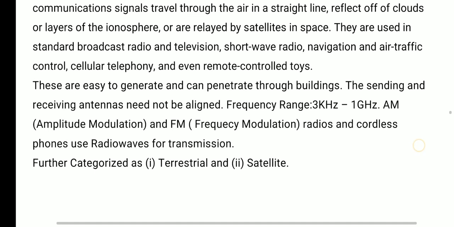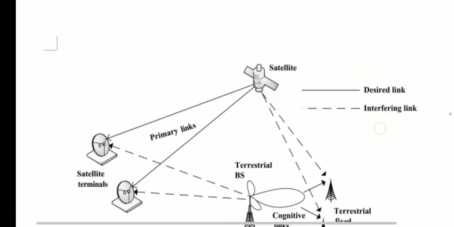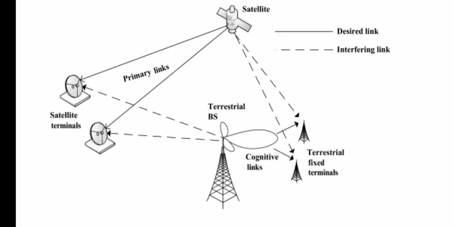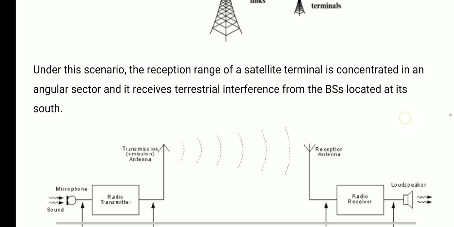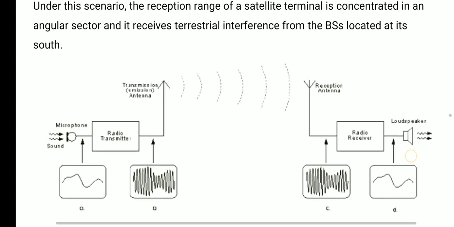Radios and cordless phones use radio waves for transmission, and they are further categorized into terrestrial and satellite radio waves. The below figure shows how radio waves are used in both terrestrial and satellite communications. In terrestrial, there may be a base station which will receive the radio waves from the satellite terminals, and satellite terminals pass the radio waves carrying the data communication, which will be received by the terrestrial base stations. Under this scenario, the reception range of a satellite terminal is concentrated in an angular sector, and it receives terrestrial interference from the base stations located at its south.